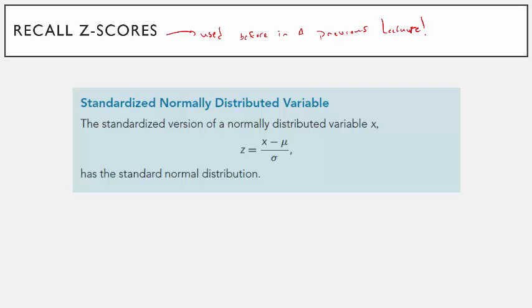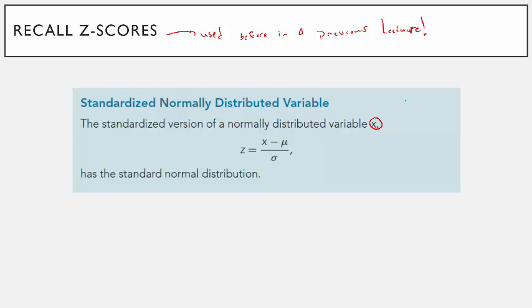Okay, we've done this before in a previous lecture. Actually, we've talked about z-scores. But all it is, it's just a mathematical transformation formula. Any variable you can do what's called a standardized version of it. So the standardized version of a normally distributed variable x.